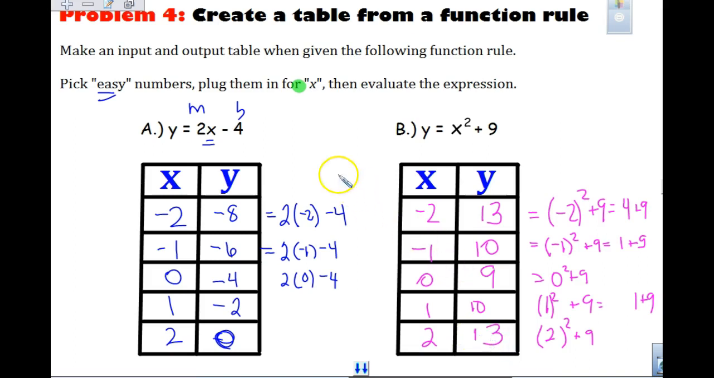So the question is, when we look at a function, we're going to be asked to decide if it is linear or not as we continue our lessons with this one. These are both functions. Each input gives us an output.